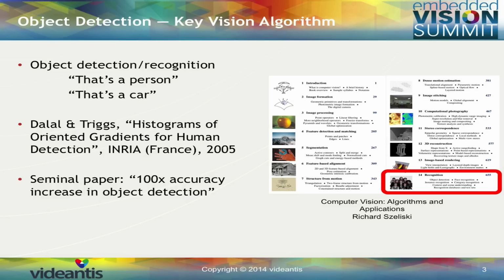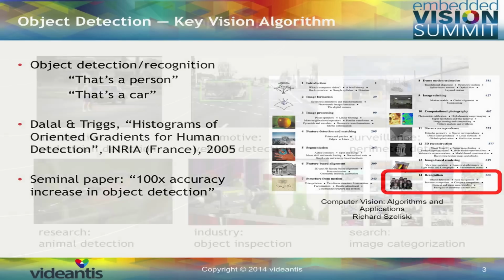So the specific algorithm I'm going to be talking about is the histogram of oriented gradients, and this is from 2005. So it's 9 years old, almost 10 years old, but it was really a big step in computer vision, and it's still used quite a bit. And at the time, Dalal said it provided about 100x accuracy increase in object detection. So it was a big improvement on the state of the art at the time.